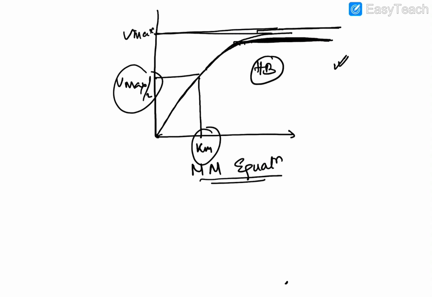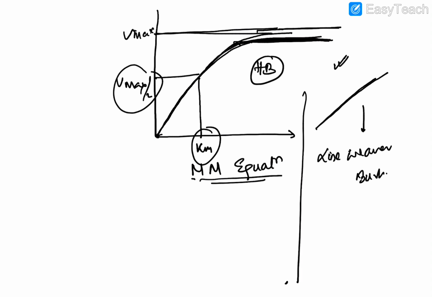manipulated in such a way that it could be represented as a straight line. Nothing was changed. The only thing is, the equation has changed in such a way that the hyperbolic curve now changed to a straight line. So that is what led to the finding of the Lineweaver Burk plot.